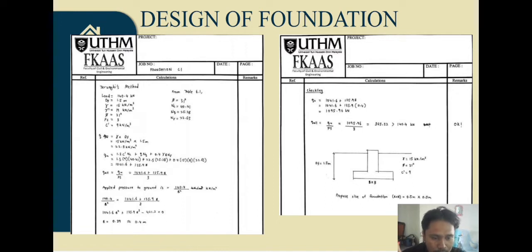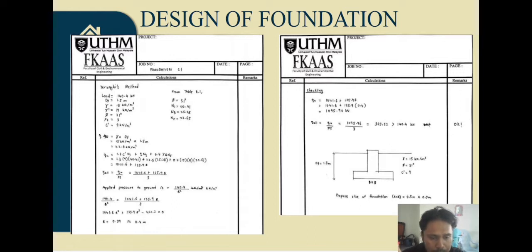After that, we find the maximum allowable load, which is q all, by the formula qu divided by safety factor, and get (1041.6 plus 135.9 B) divided by 3.